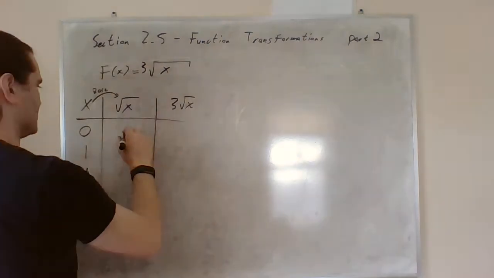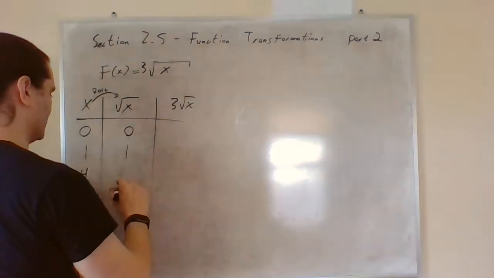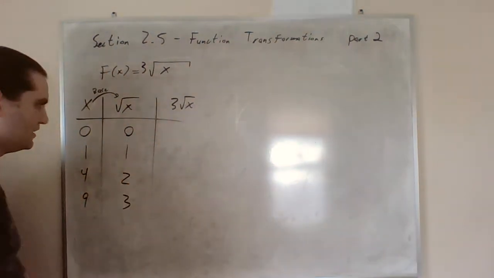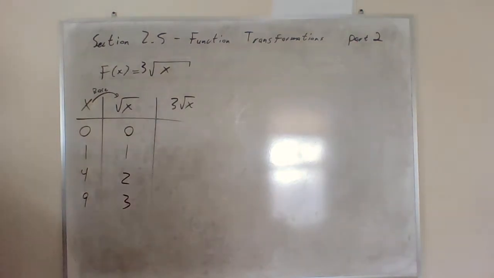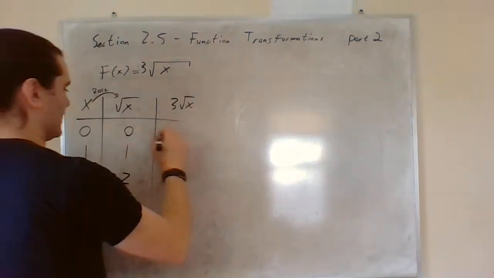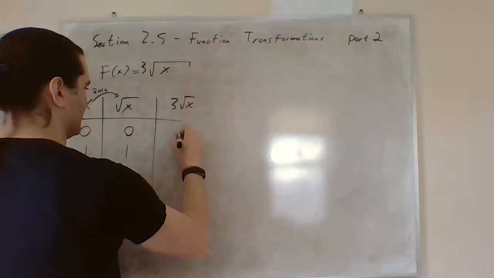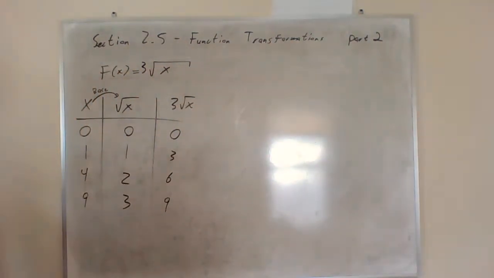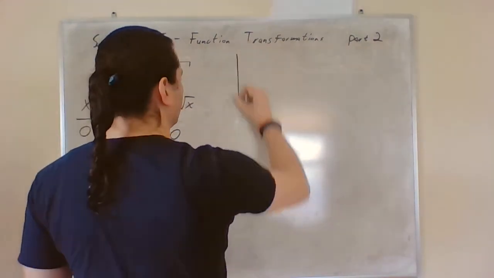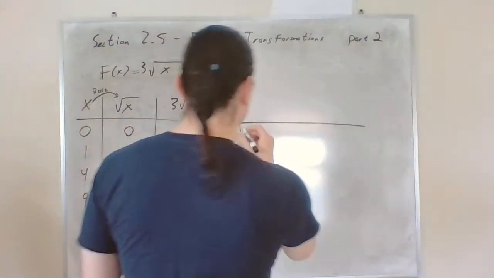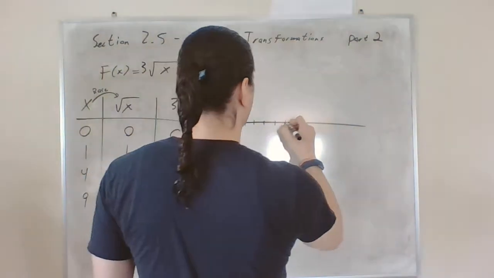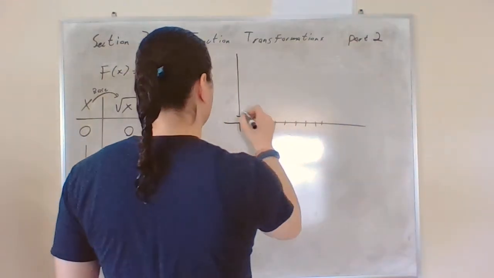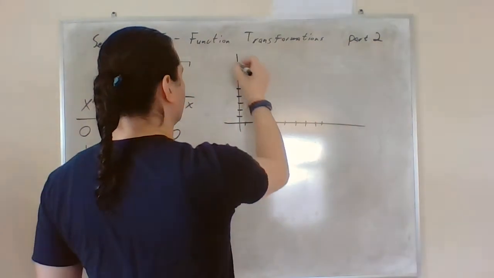And I know what happens to these standard inputs under the base function. I get 0, 1, 2, 3. So to get this, I'm just going to take all these outputs and I'm going to multiply them by 3. So I get 0, 3, 6, and 9. They are 3 times bigger. And hopefully that makes for a really easy graph.